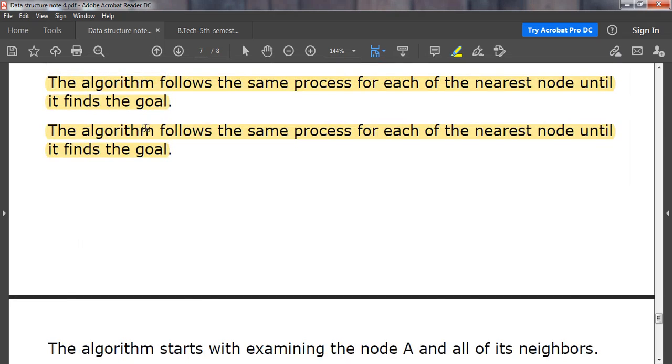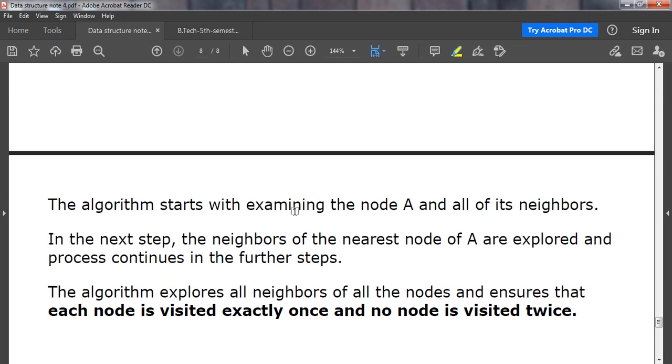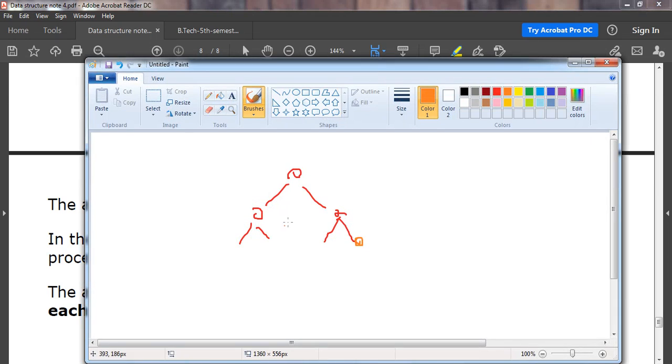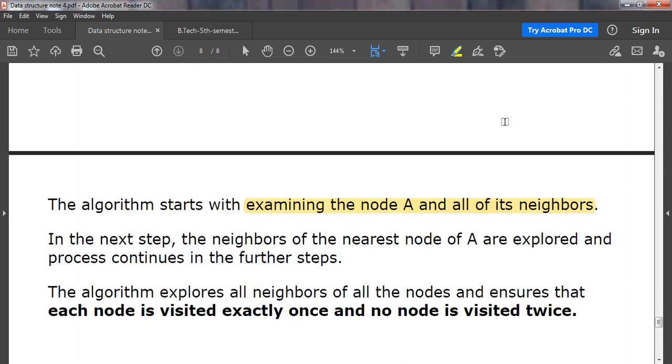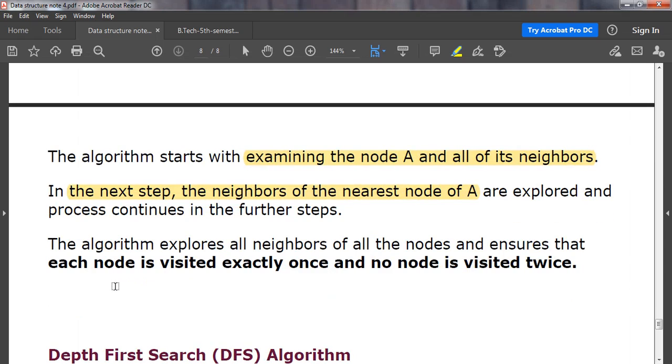So what is the breadth first algorithm? In the breadth first algorithm, it will start examining from the node A, and then all its neighbors. It will start from your first terminal A and see all its neighbors. In the next step, the neighbor nearest to A is explored. Again from here the nearest will be explored, and it will keep on doing it as long as required in order to find the term which we wanted to find.